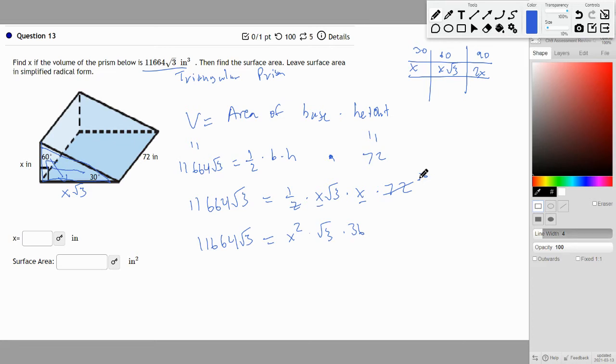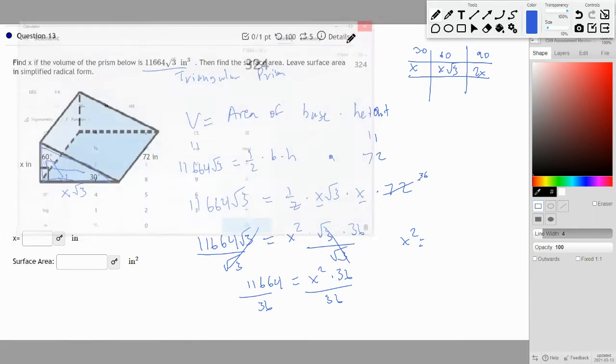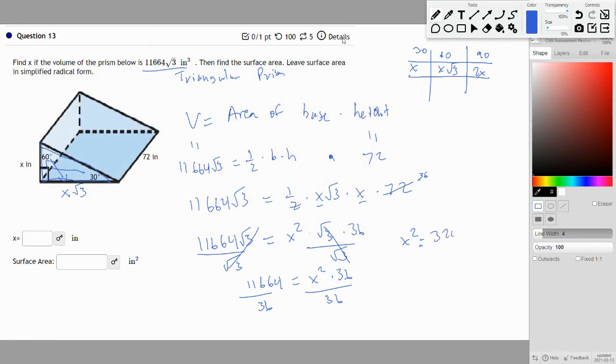So here's what we can do. If you notice, both sides have a square root of 3. So let's divide square root of 3 from both sides, and it cancels. And so we're left with 11,664 is equal to x squared times 36. And so from there, we just divide 36 from both sides. I'm going to keep going here. X squared is equal to, I don't have that off the top of my head, unfortunately, 11,664 divided by 36 gets us 324. And so to finish off, we take the square root of both sides. And so we do x is equal to 18. So that's what x equals.